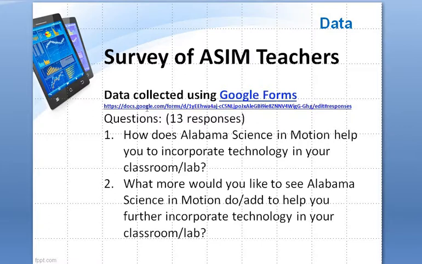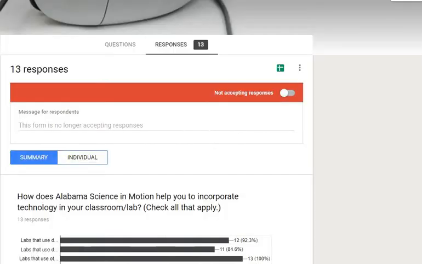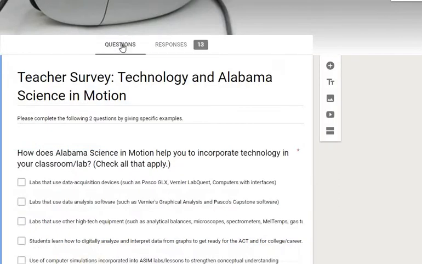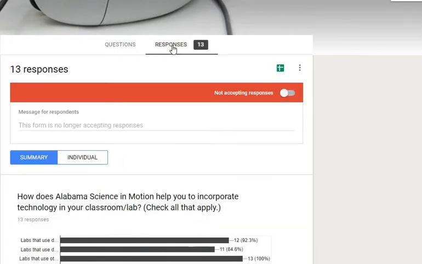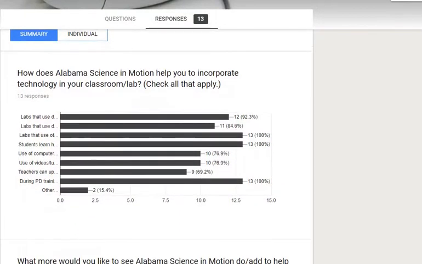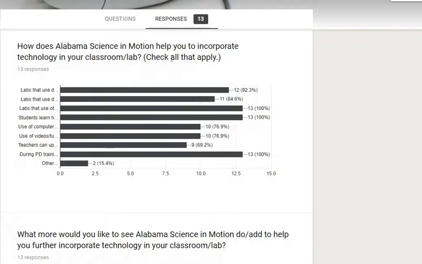And so I'm actually going to click on the Google link. Let's go to it through the website. Alright, so here I have the Google form. See, one page was set up with questions. This is what the teachers saw, and they went through and checked the responses. And then when we actually look at the responses, it gave me a bar graph so I could see how everybody answered.